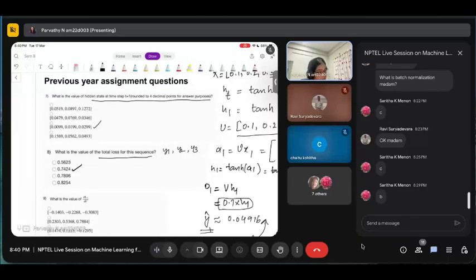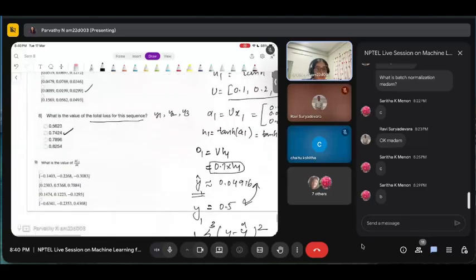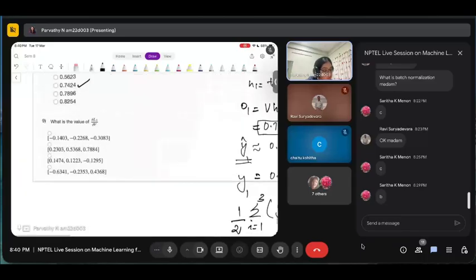So you just have to substitute in the equation for RNN, the LSTM, and then we'll find this. It's a very straightforward calculation, especially for the first few sequences. Okay. Then next question is, what is the value of dou L3 by dou V?